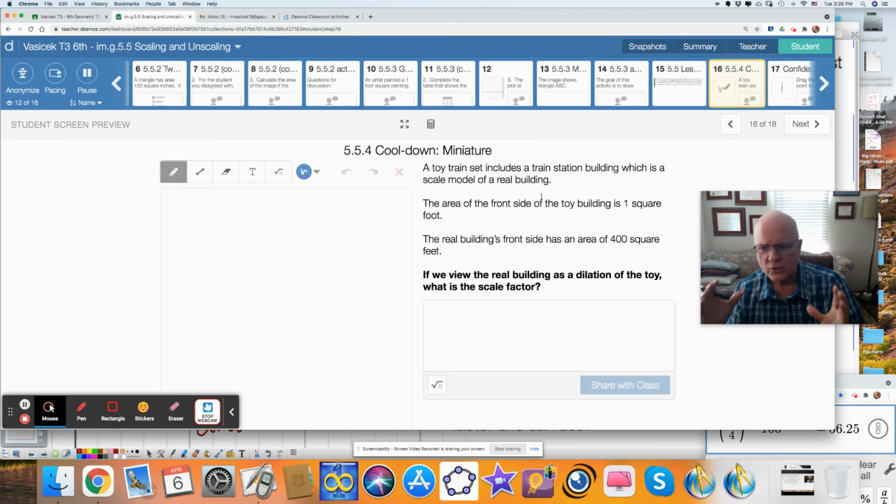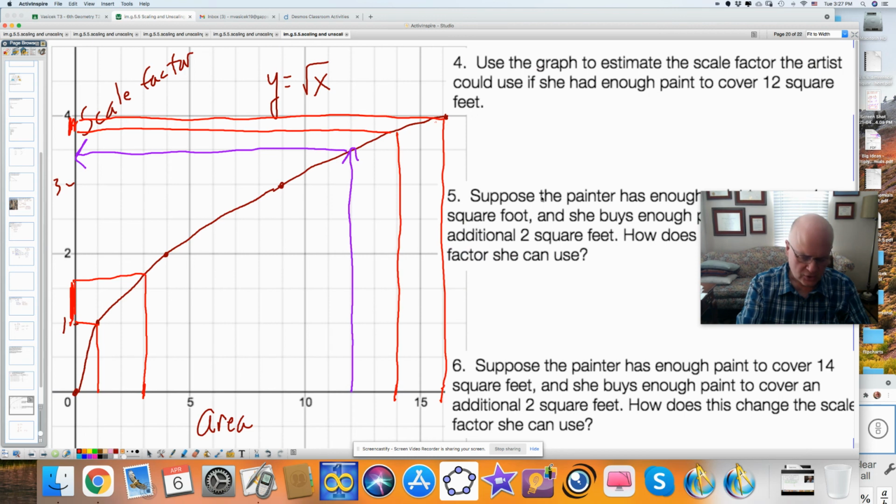It includes a train station building, which is a scale model of the real thing. The area of the toy model of the train station has a front of 1 square foot, and the real building has 400 square feet. So what is the scale factor? And you should do this on your own.